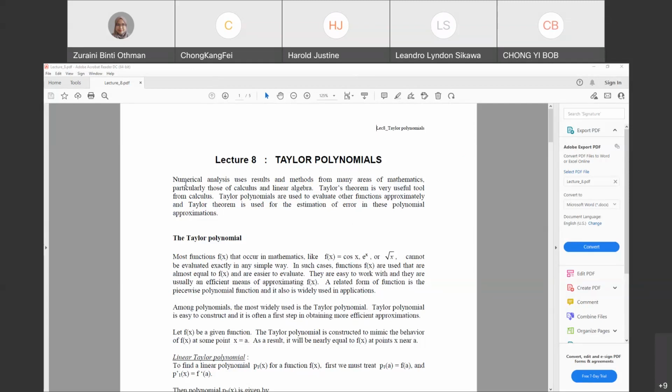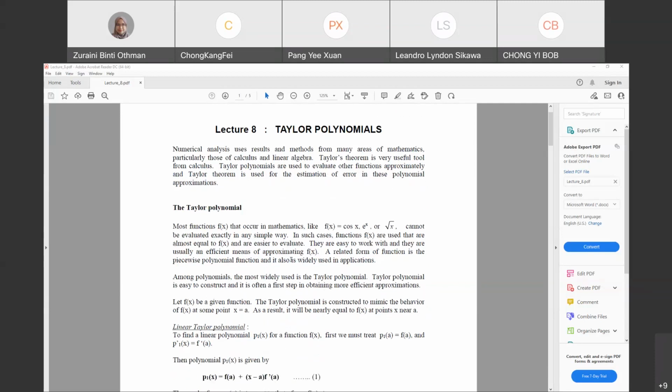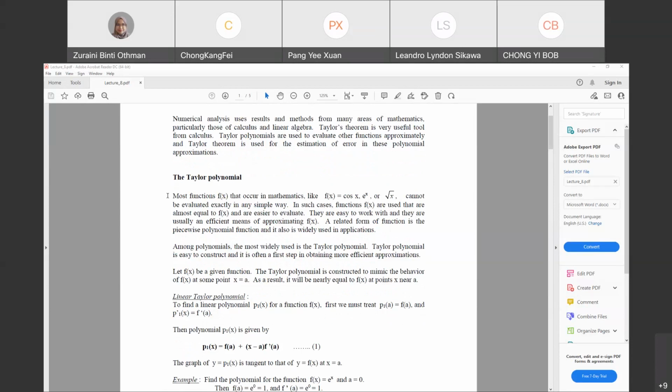Okay, numerical analysis uses results and methods from many areas of mathematics, particularly those of calculus and linear algebra. Okay, Taylor theorem is usually a useful tool from calculus. Actually it is derived from our calculus, from the derivative. First derivative, second derivative, third, and so on until the n-th derivative. This is the Taylor polynomial. Okay, and what is the definition of that?